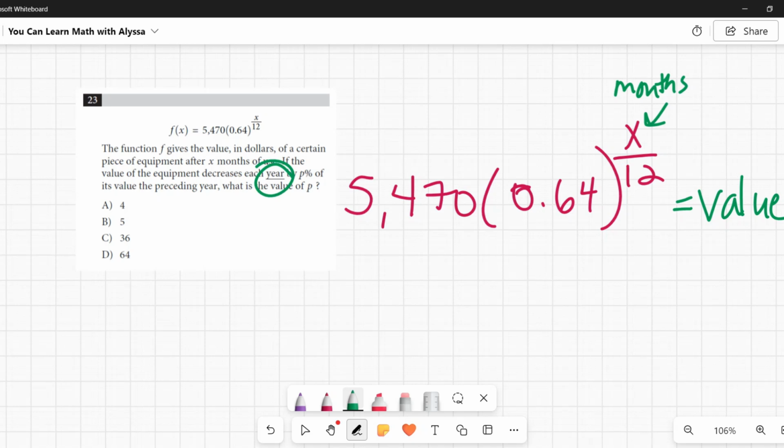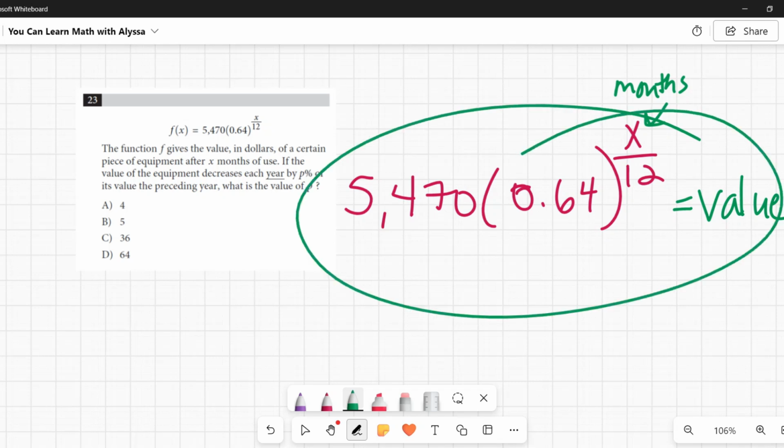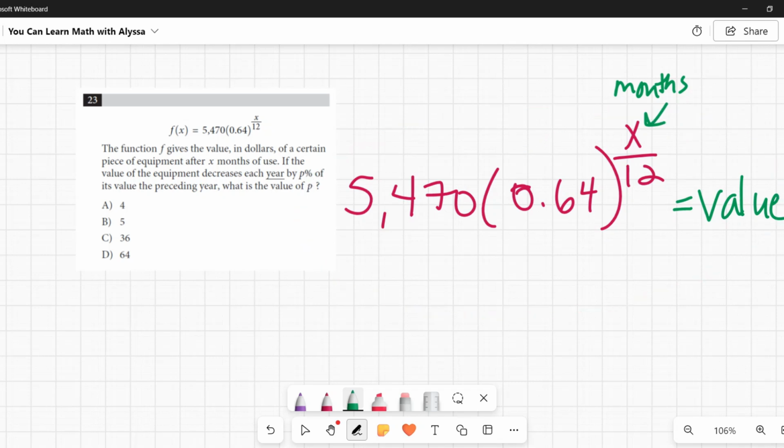They really want you to take note. It's decreasing each year. How much is it decreasing by? What percentage? Well, look at this equation. What's going on here? I have this 5,470. That is the starting value of this equipment. And then after so many years, how do we know how many years going? It's decreasing. Now it's being multiplied by 0.64 to the power of the months divided by 12.